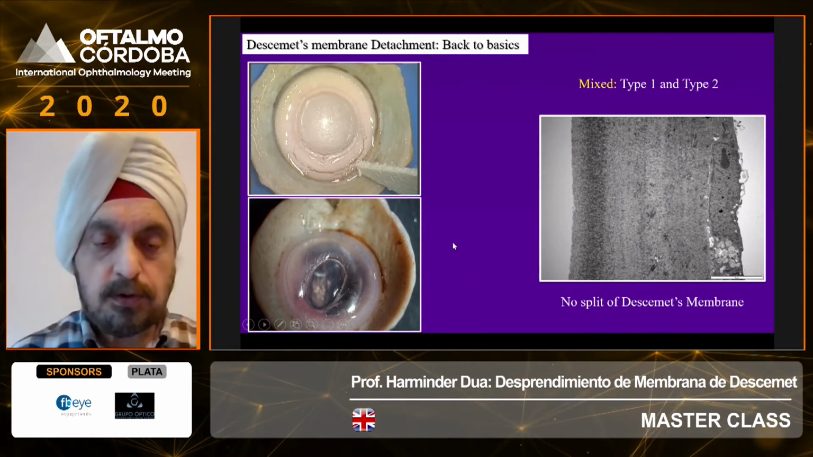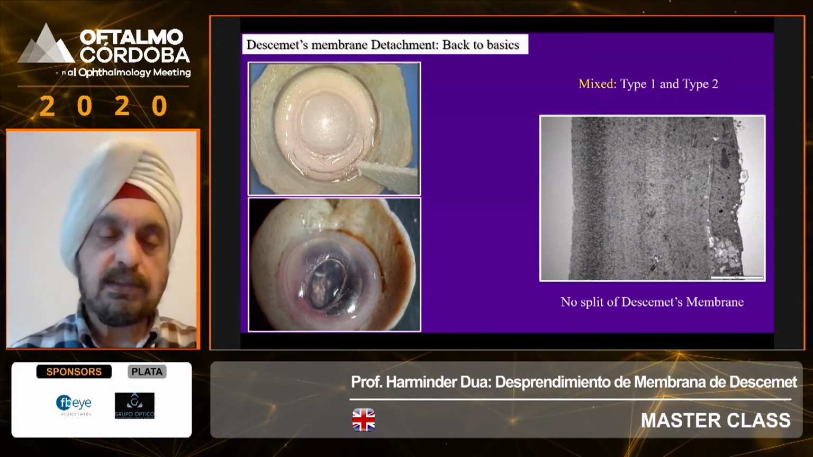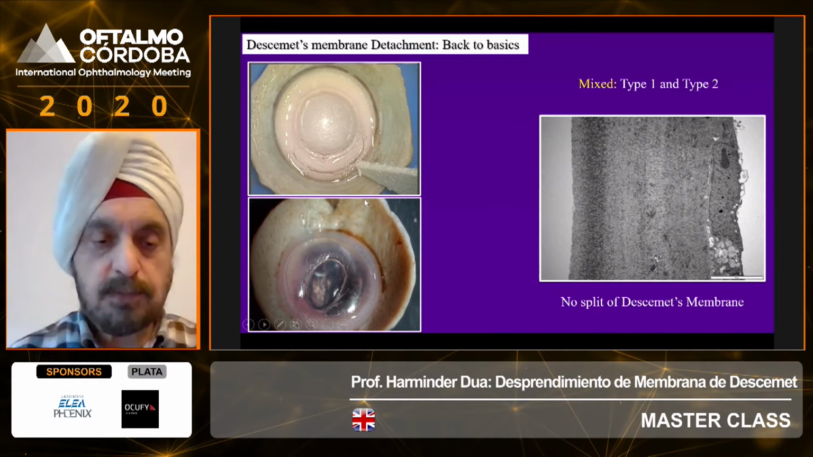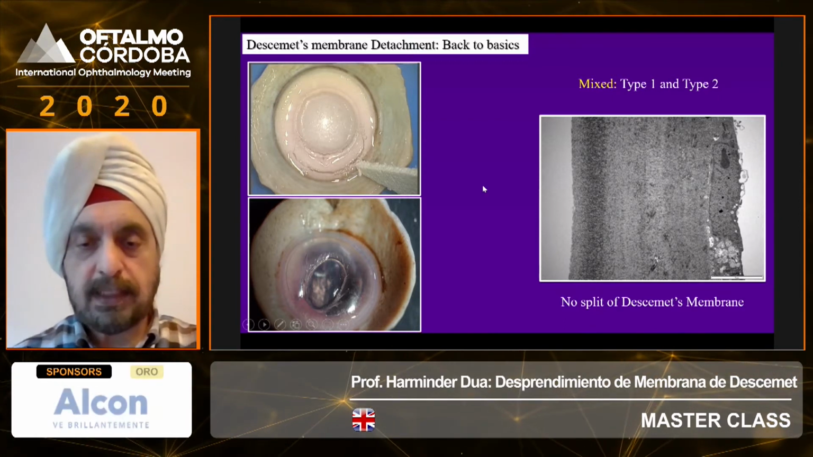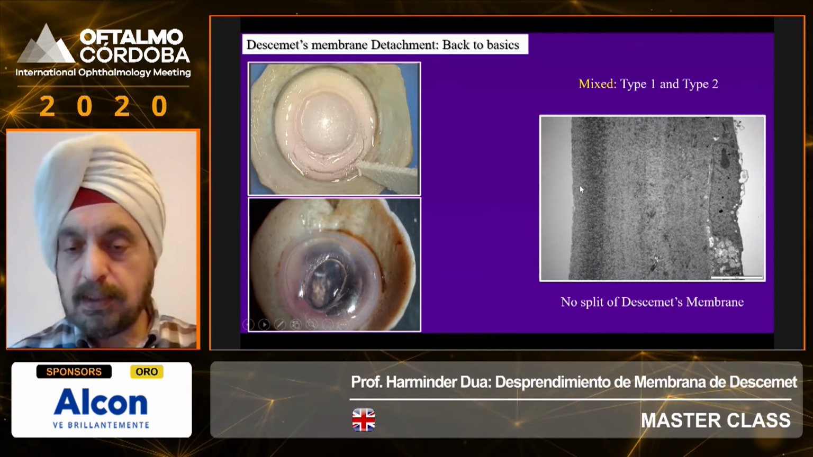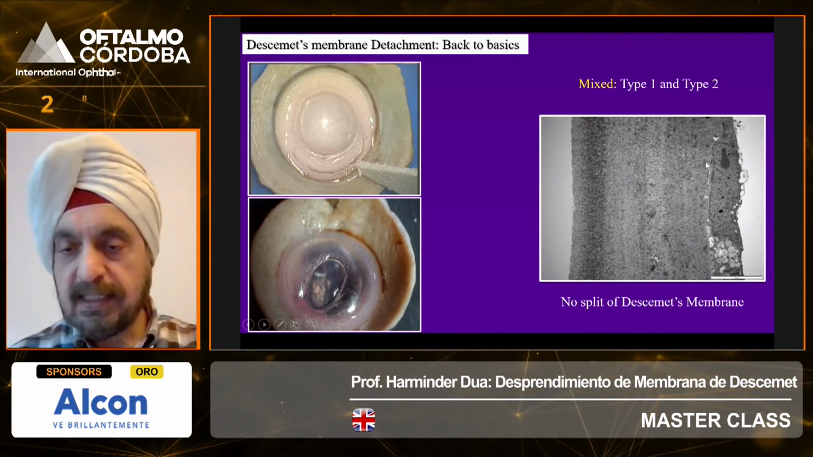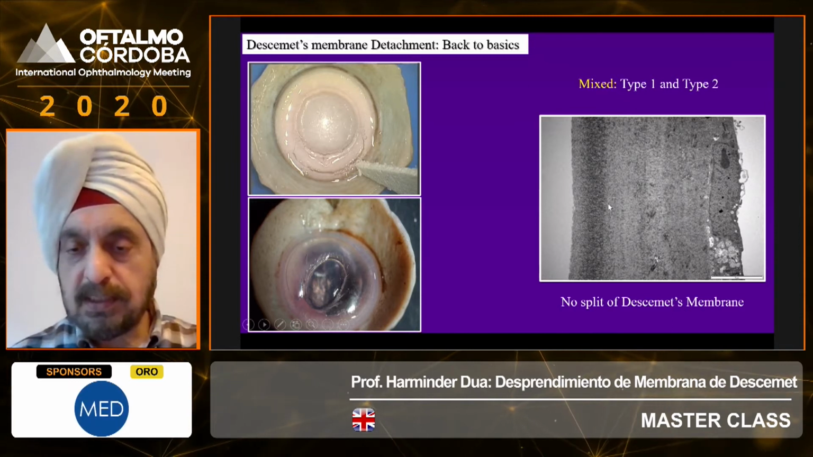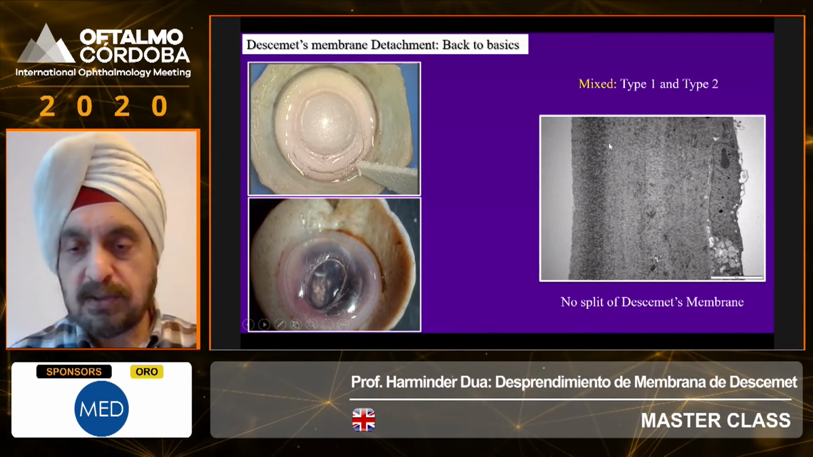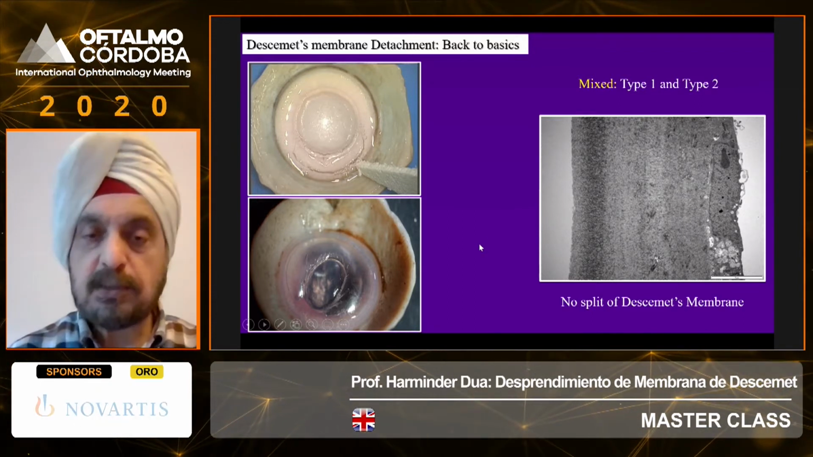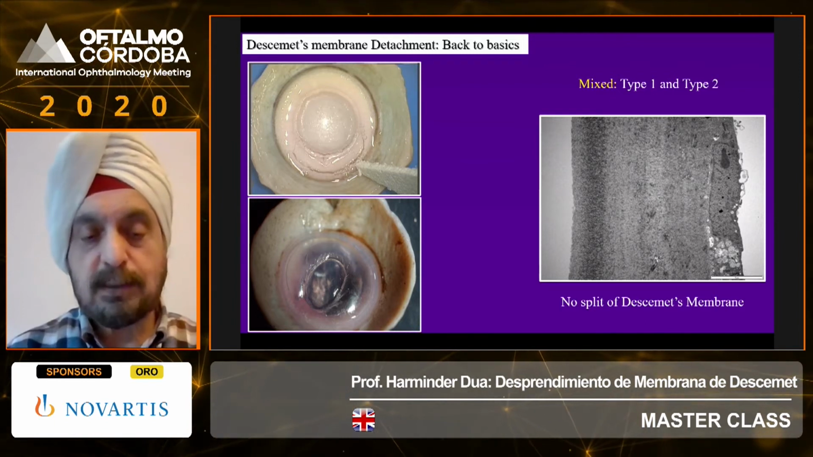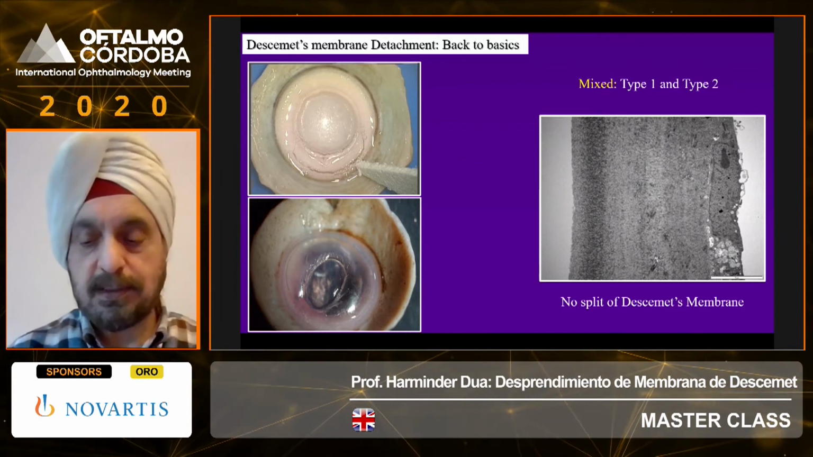Now, what people used to think, like I said before, is that this is a split in the Descemet's membrane. But when you take a Descemet's membrane from either a type 2 bubble, like I showed you in the previous video, or from a mixed bubble, and you look at it by histology, you will find there is never a split. Normally, they say the split occurs between the banded layer and the non-banded layer, but you can see there is never a split. So the Descemet's membrane does not split as we believe. It is the Descemet's membrane separating from the pre-Descemet's layer.